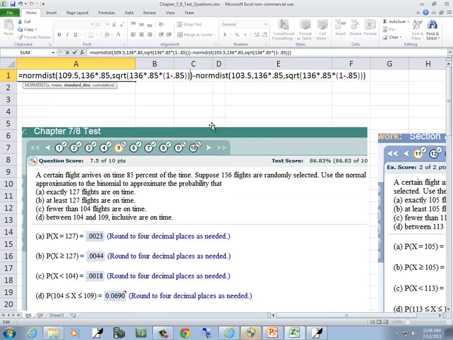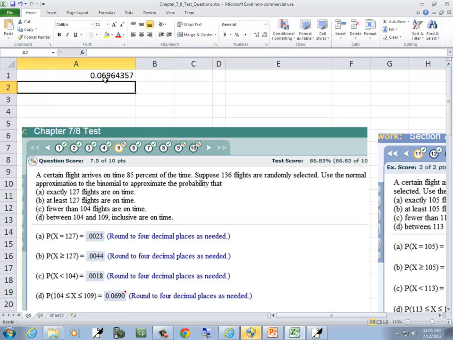Forgot the true. After the standard deviation, we'll do comma and then true. That's for cumulative. Guess I should have reviewed a little bit more about Excel before I did this. Okay, true.